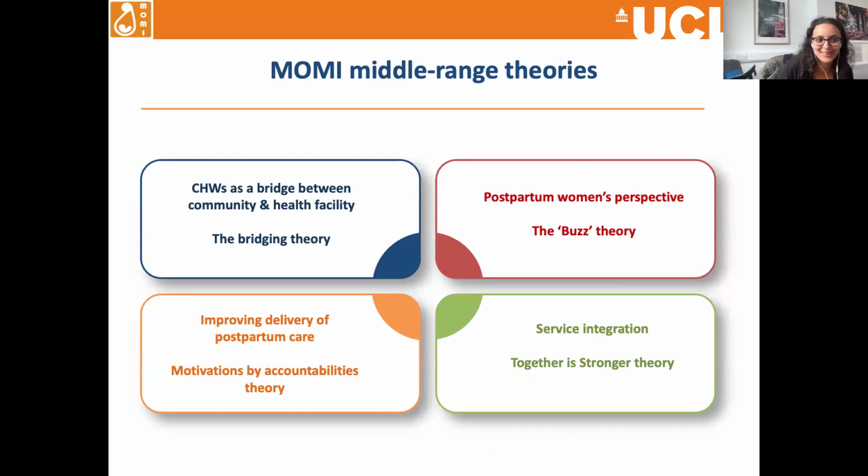Again, I will not go into detail about what the theories are. We gave them very cool names, in my opinion. We had the bridging theory, which focused on the role of community health workers in high intervention. The bus theory was more about the perspective of the women themselves in the community and why they would want to seek postpartum care. In terms of improving delivery of postpartum care, we came up with the motivations by accountability theory.